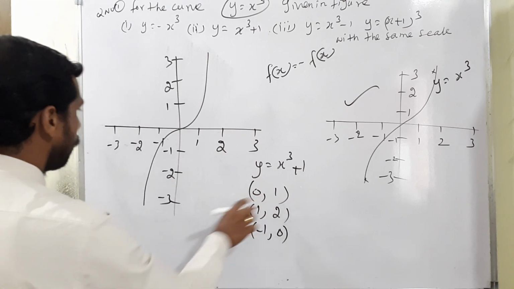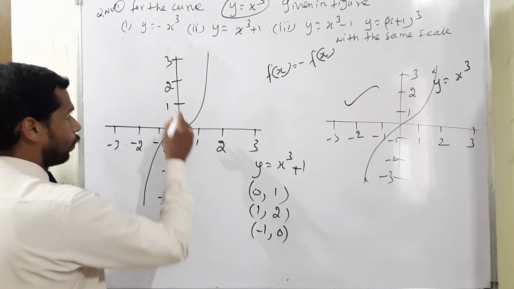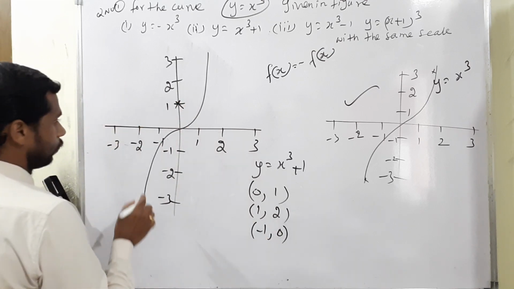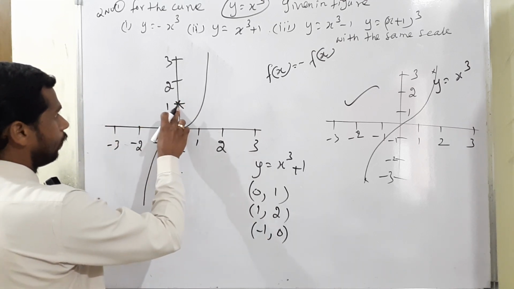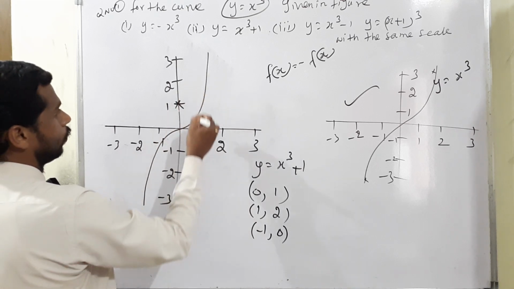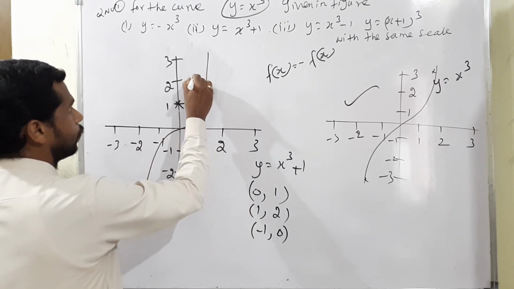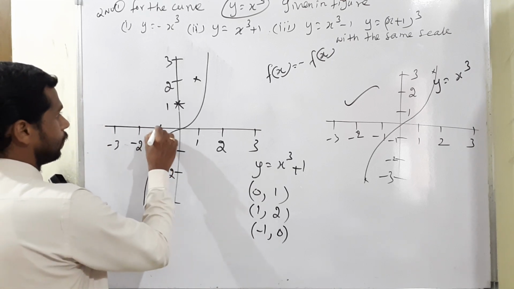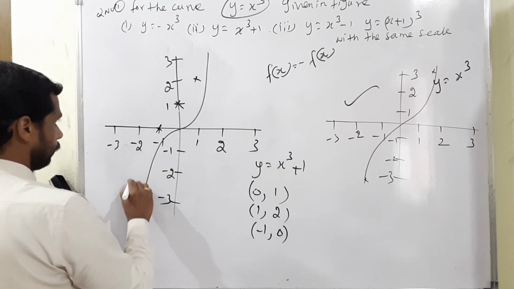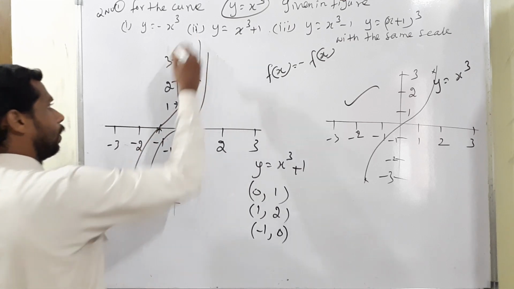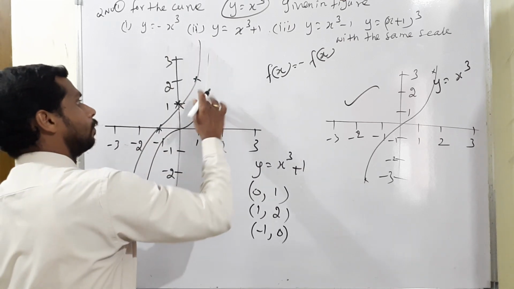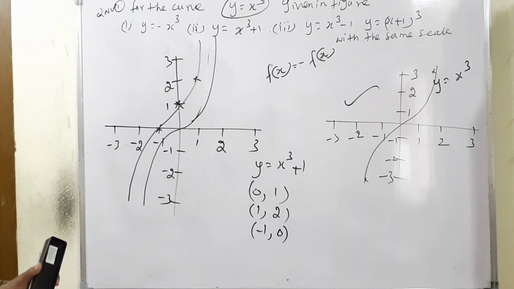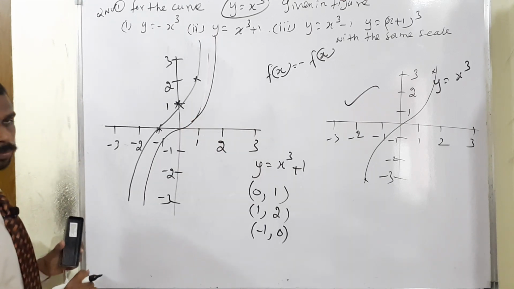Now 0 comma 1: x is equal to 0, y is equal to 1. Next one, 1 comma 2: x is equal to 1, y is equal to 2. Then minus 1 comma 0 here, isn't it? Therefore it is just a parabola-like curve. Okay, this is subdivision 2.